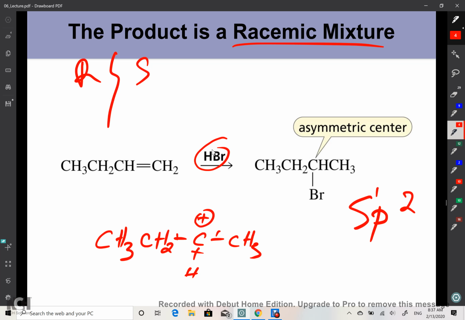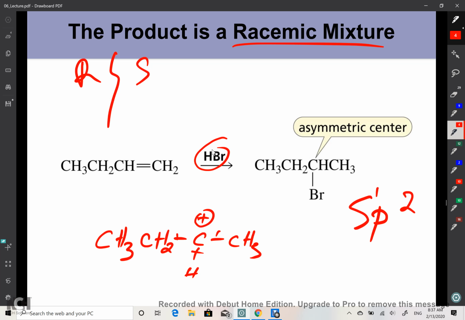Because the molecule is flat, the incoming nucleophile has an equal opportunity of attacking the carbocation from above or from below. And so if it attacks the carbocation from above, it will produce one of the isomers, maybe the R. And if it attacks from below, it will produce the other one, maybe the S. Does that make sense? Because in terms of probability, it has equal chances of attacking, that's why you end up having a racemic mixture.